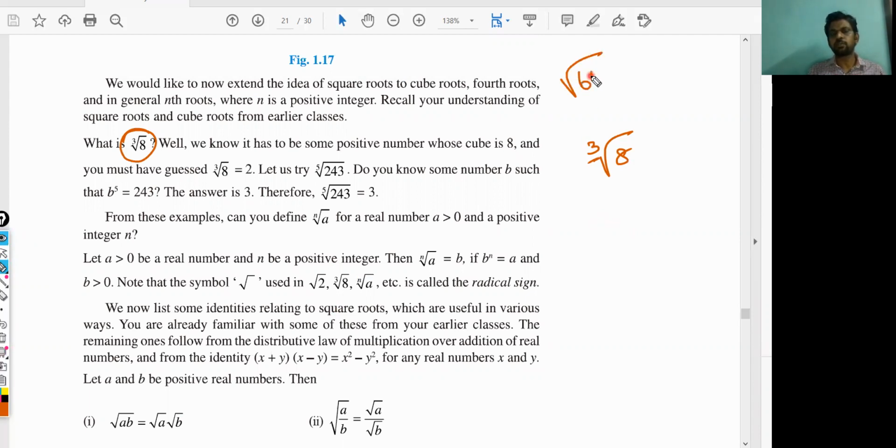What will you do if you are having root of 64? You will check for a number which, when multiplied twice, gives 64, right? So if you are having a number like this, you should check for a number which, when multiplied thrice, because I have 3 here, gives 8. So what is the number? 2. If I'm multiplying 2 three times, I'll get 8. So this is cube roots.